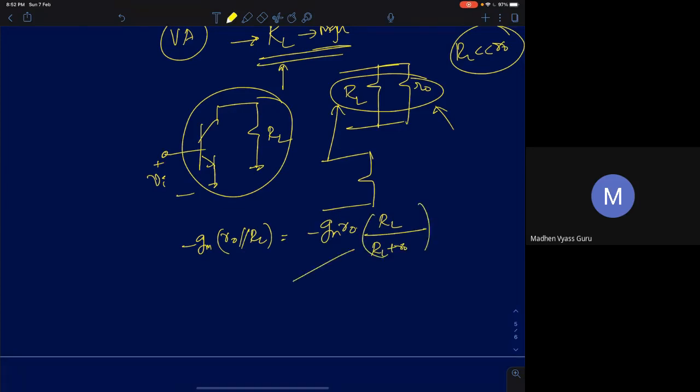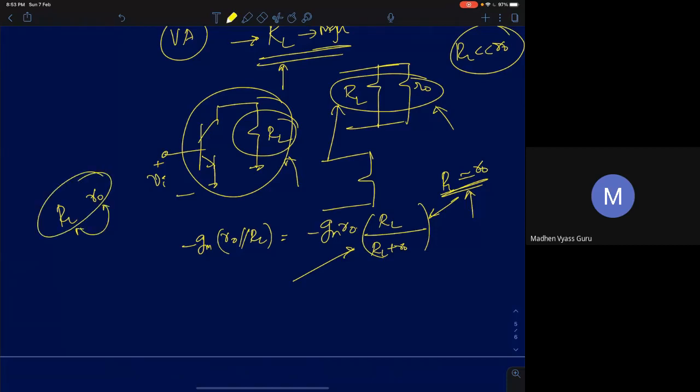So if you look at this expression, this is like a voltage division, right? RL by RL plus R naught. If you write a voltage amplifier model for this circuit, most of the voltage will drop across RL if RL is comparable to R naught or even greater than R naught. You don't want RL to be smaller. So we can use a common emitter amplifier as a voltage amplifier provided RL is high. When I say high, RL should be high compared to R naught.